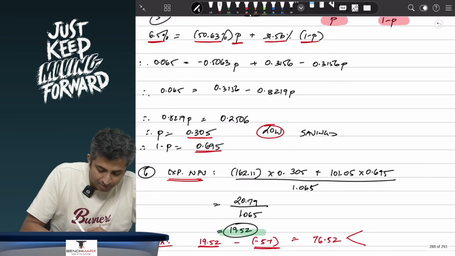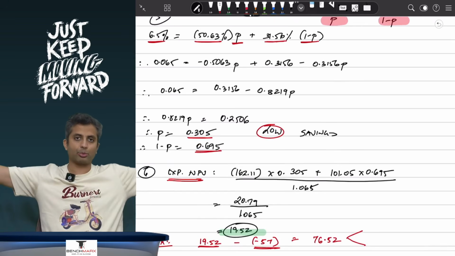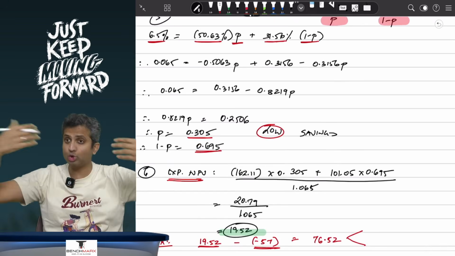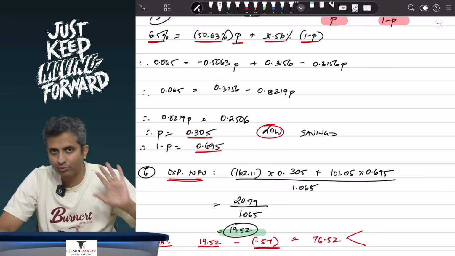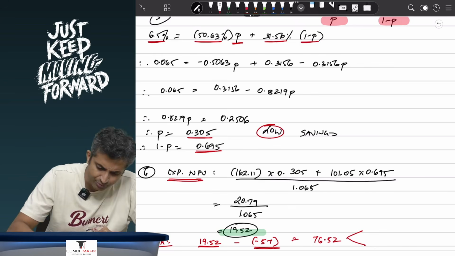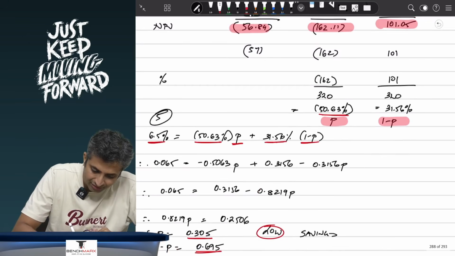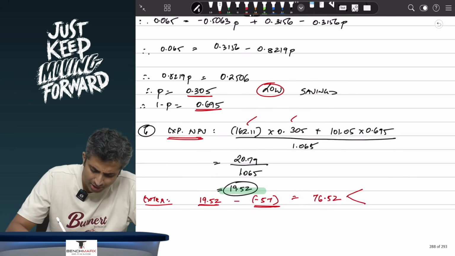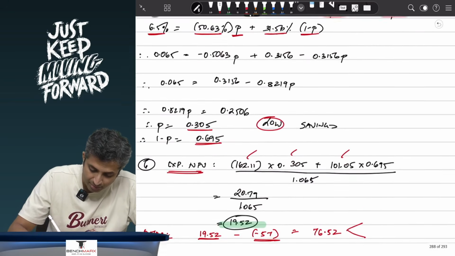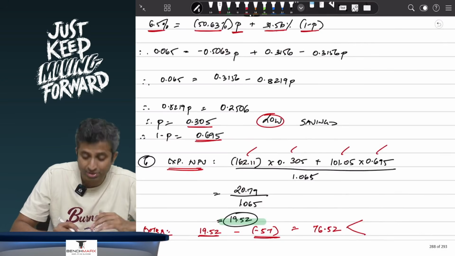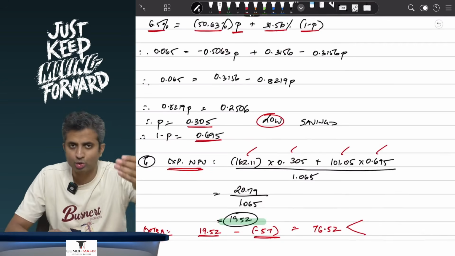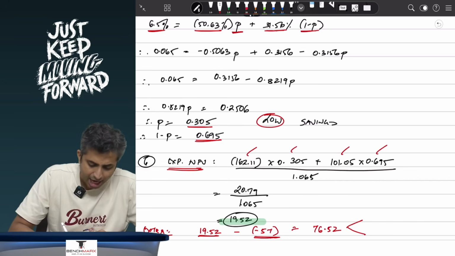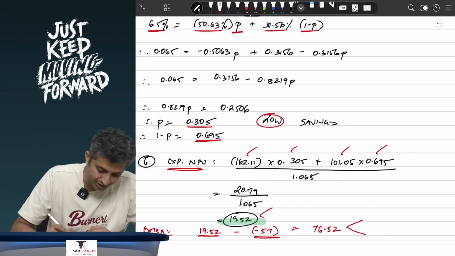And the expected NPV, this is exactly the real option question that we do. There's nothing new per se. If you have done those 3-4 questions on real options, this is exactly the same. There is a 162 negative NPV, which has a 0.3 probability. 101 positive NPV, which is a 0.695 probability, but that is after 1 year. Clearly told that the new government will take office after 1 year. And hence, if I were to take the present value of this, it will come to around 19.52.